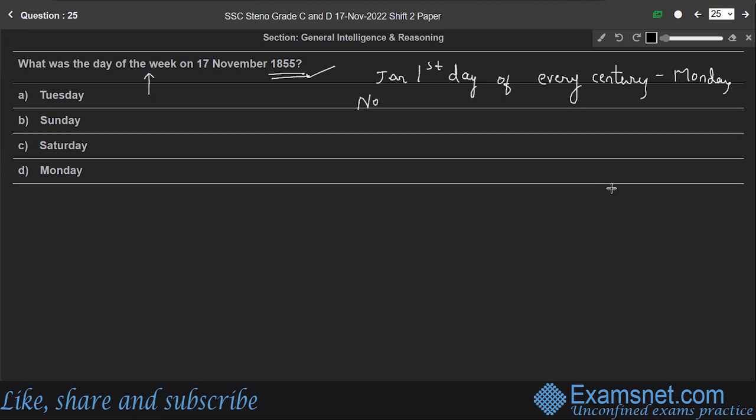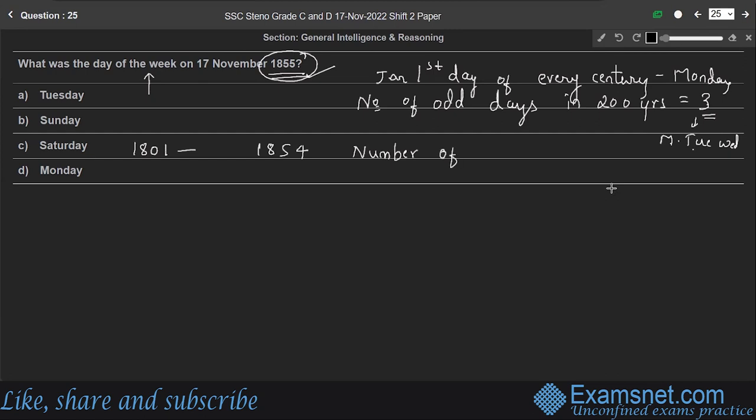And also the number of odd days in 200 years is always 3. There will be 3 odd days in 200 years. That means these odd days are Monday, Tuesday, and Wednesday, since the week starts with Monday, right? 3 odd days means Monday, Tuesday, and Wednesday, right? So now coming to the year 1855, right? So we'll consider from 1801 to 1854 the number of days. We'll consider only odd days, the number of odd days. That means extra days. Odd means extra days, right?